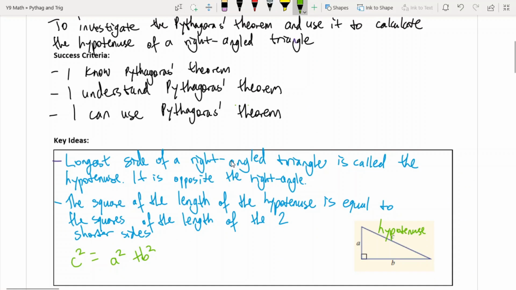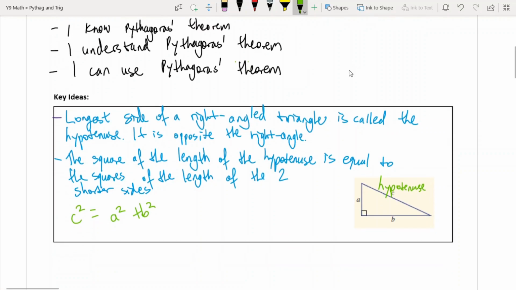Alright, now that you've written those down, let's go through the key ideas of Pythagoras' theorem. The longest side of a right angle triangle is called the hypotenuse, and it is opposite the right angle. I've labeled it down here for you. It is the side labeled C, and as you can see, it is directly opposite the right angle over here, and it is also visibly the longest side in a right angle triangle.